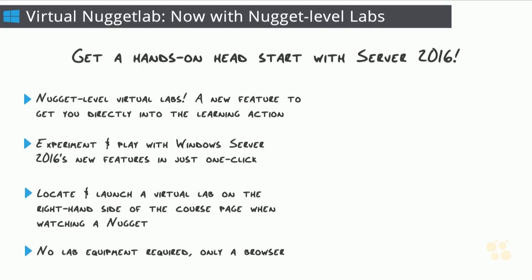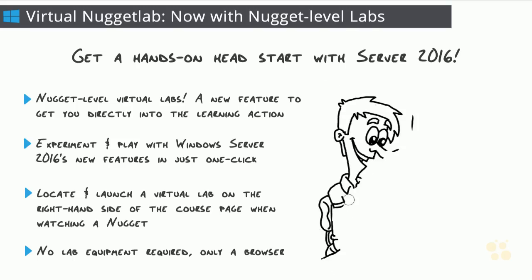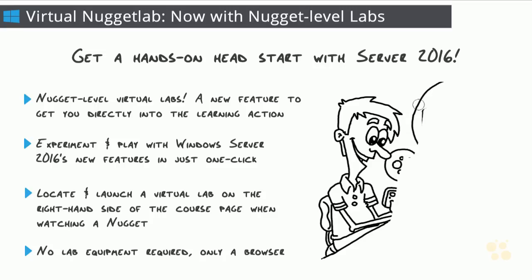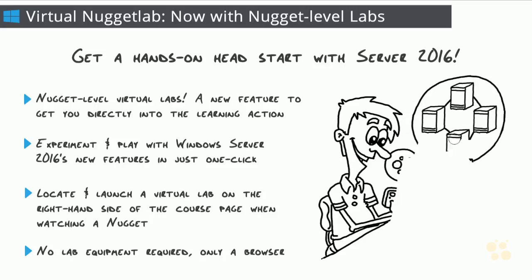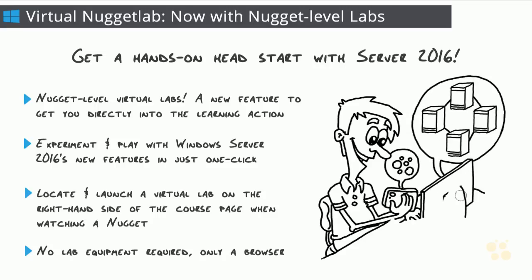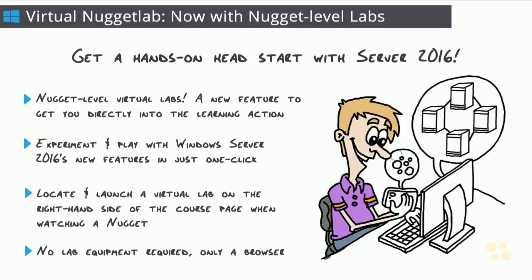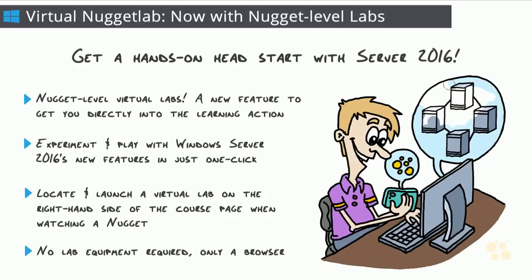All this talk about labs, but what is a virtual nugget lab? Well, it is an environment full of Windows servers that you can get in through your browser and play with. You can learn fearlessly, quickly. You don't need to set up your own lab environment. It's ready to go. And new in this course is every nugget has a virtual nugget lab. A nugget may have one machine, it may have a network of machines, but you can jump right in one click and start playing and experimenting with all the new features here in Server 2016.